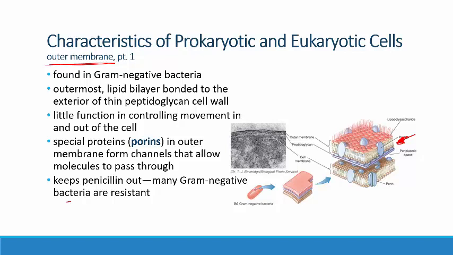But it does prevent penicillin from being incorporated into the cell. And so many gram-negative bacteria, because of this outer membrane, are resistant to penicillin naturally. So it's not an acquired resistance that's evolved over the past, how long has it been since we've had penicillin? 80 years or so. Instead, it is a natural resistance, it was in the bacteria before we started treating people with penicillin.